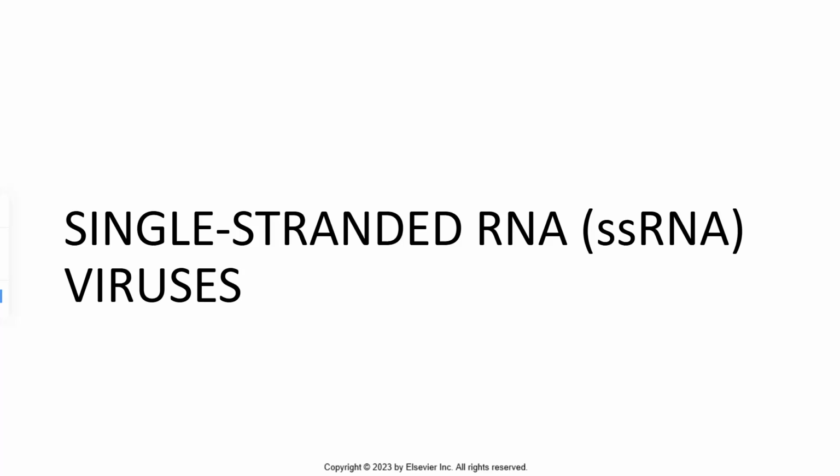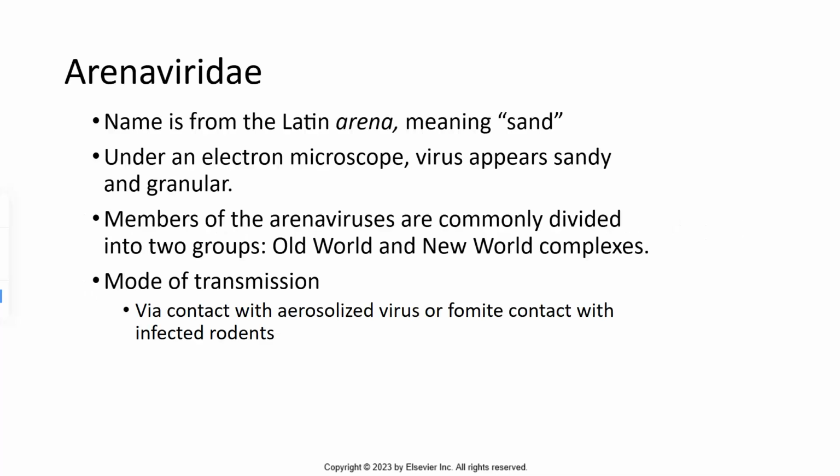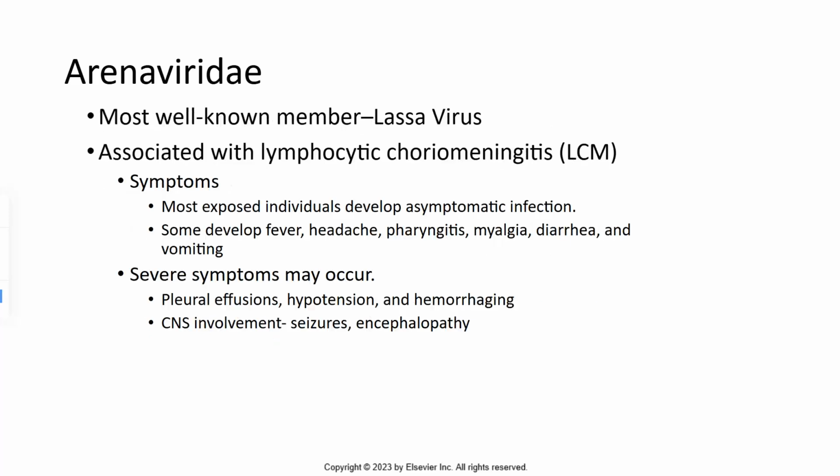Single-stranded RNA (ssRNA) viruses. Arenaviridae, arena meaning sand. Under the electron microscope, the virus appears sandy and granular. Members of arenaviruses are commonly divided into two groups, the Old World and New World complexes. Mode of transmission is via contact with aerosolized virus or fomite contact with infected rodents.